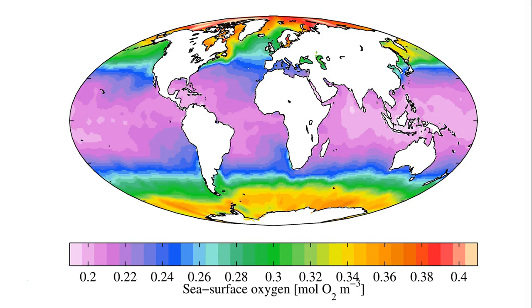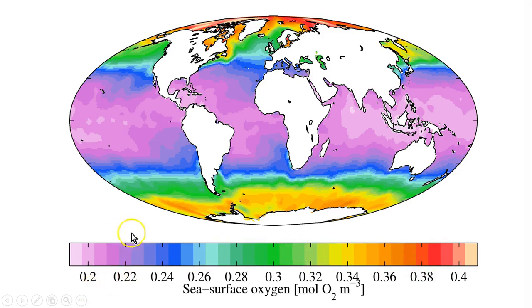Gases dissolve much easier in colder water than in warmer water. And that's why in this image here, which shows us the amount of oxygen in the sea surface, the places that tend to be warmer, which are around the equator, tend to be lower in oxygen concentrations than the areas that are colder towards the poles. They tend to have higher oxygen concentrations.